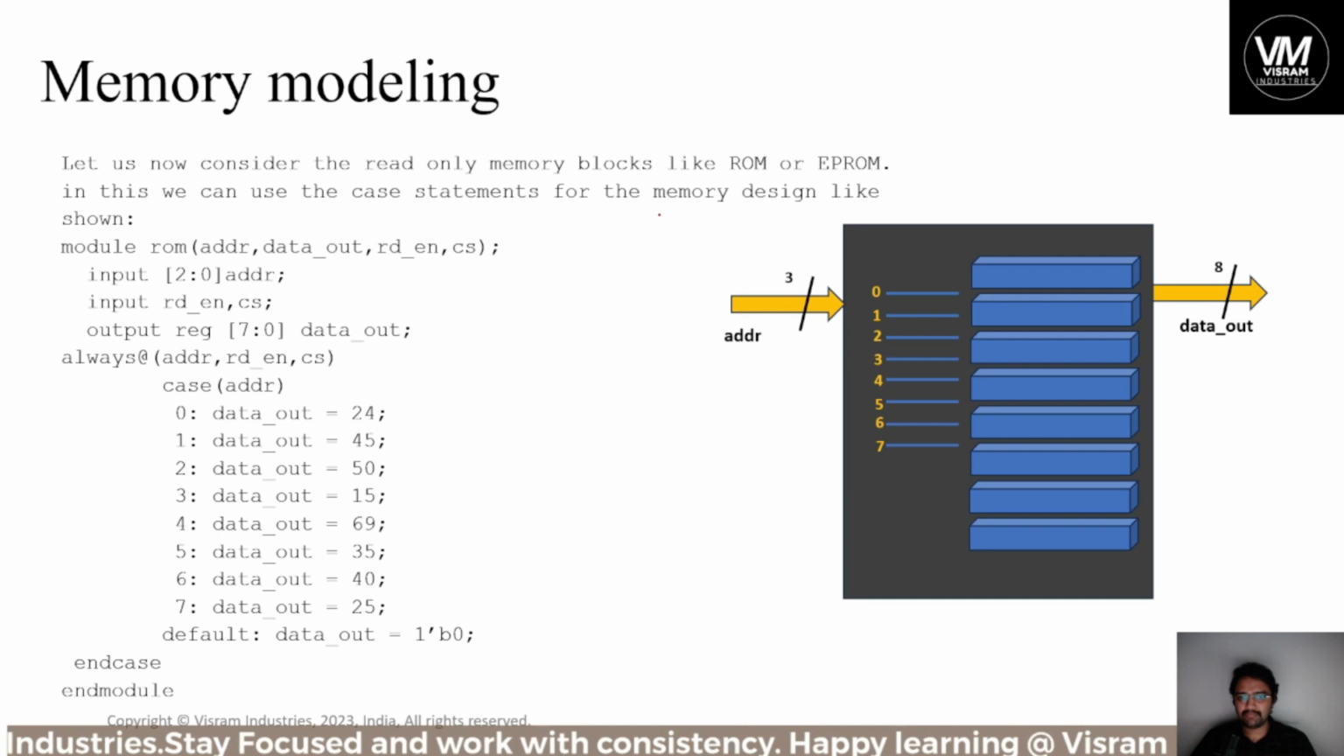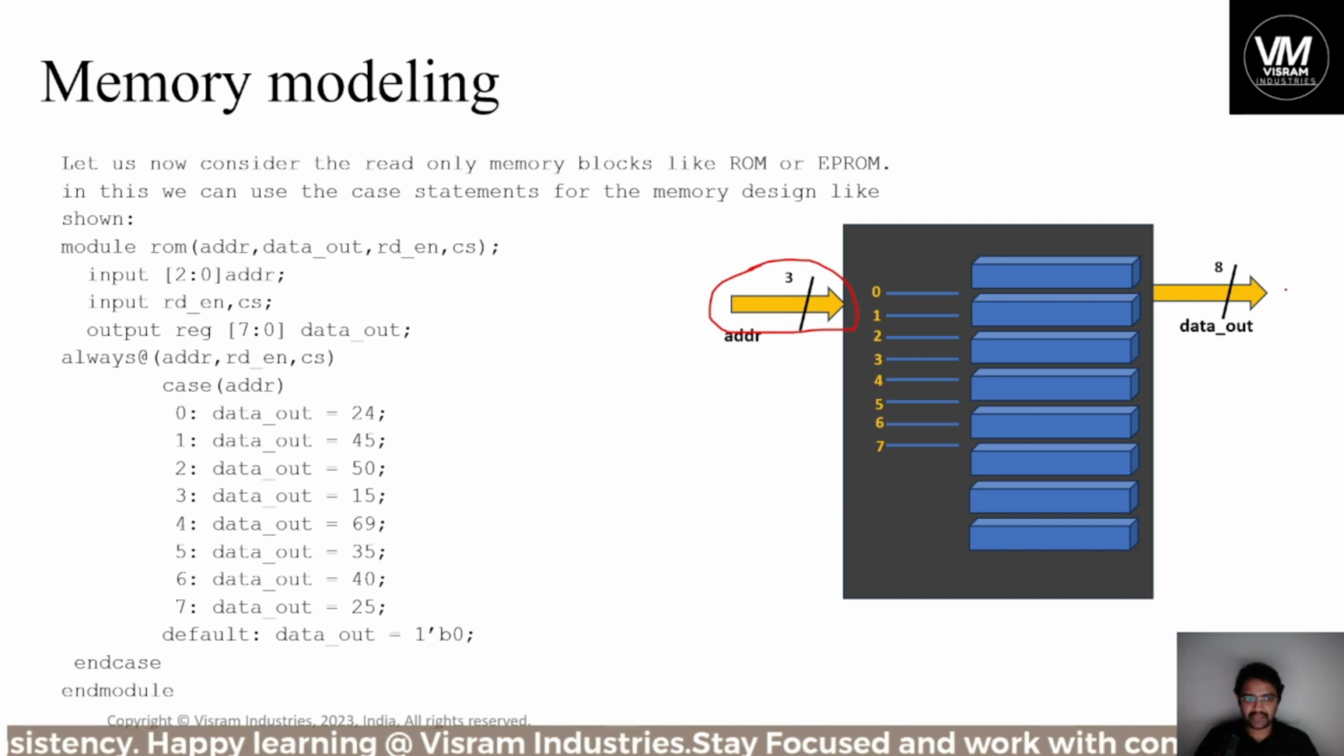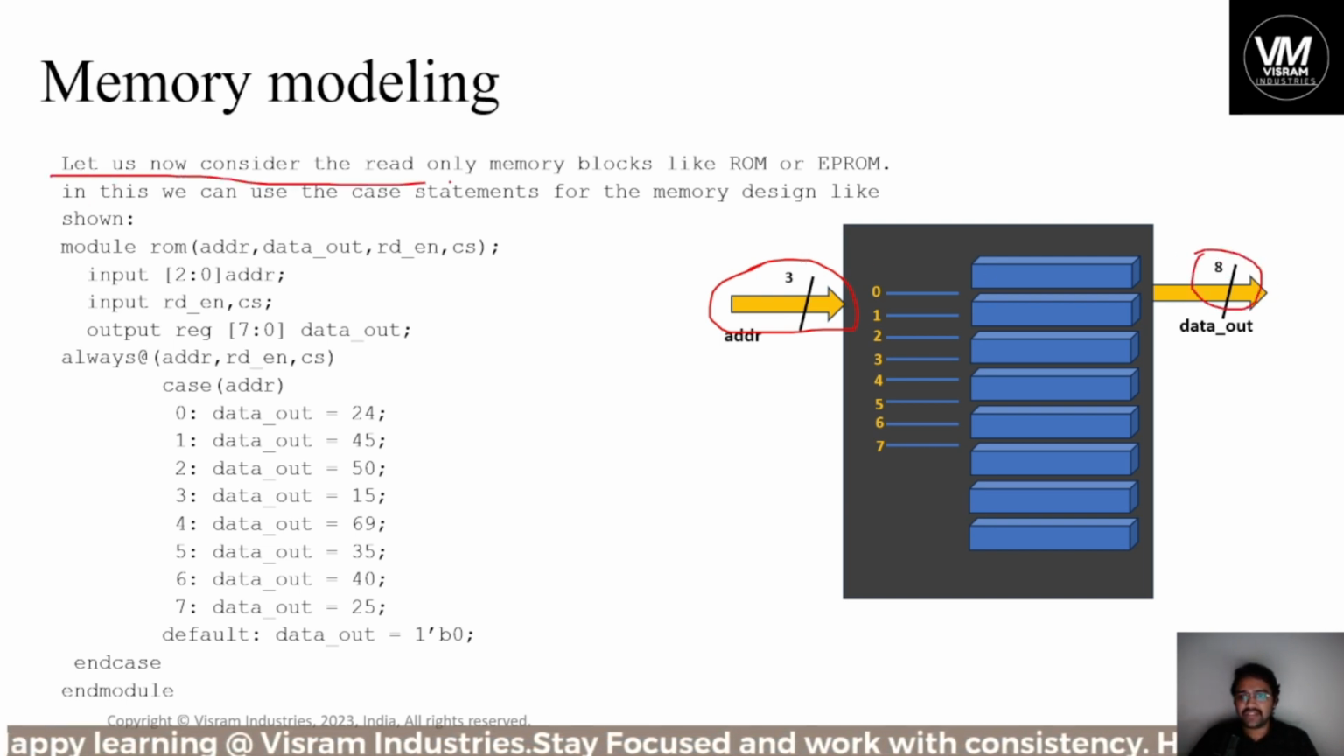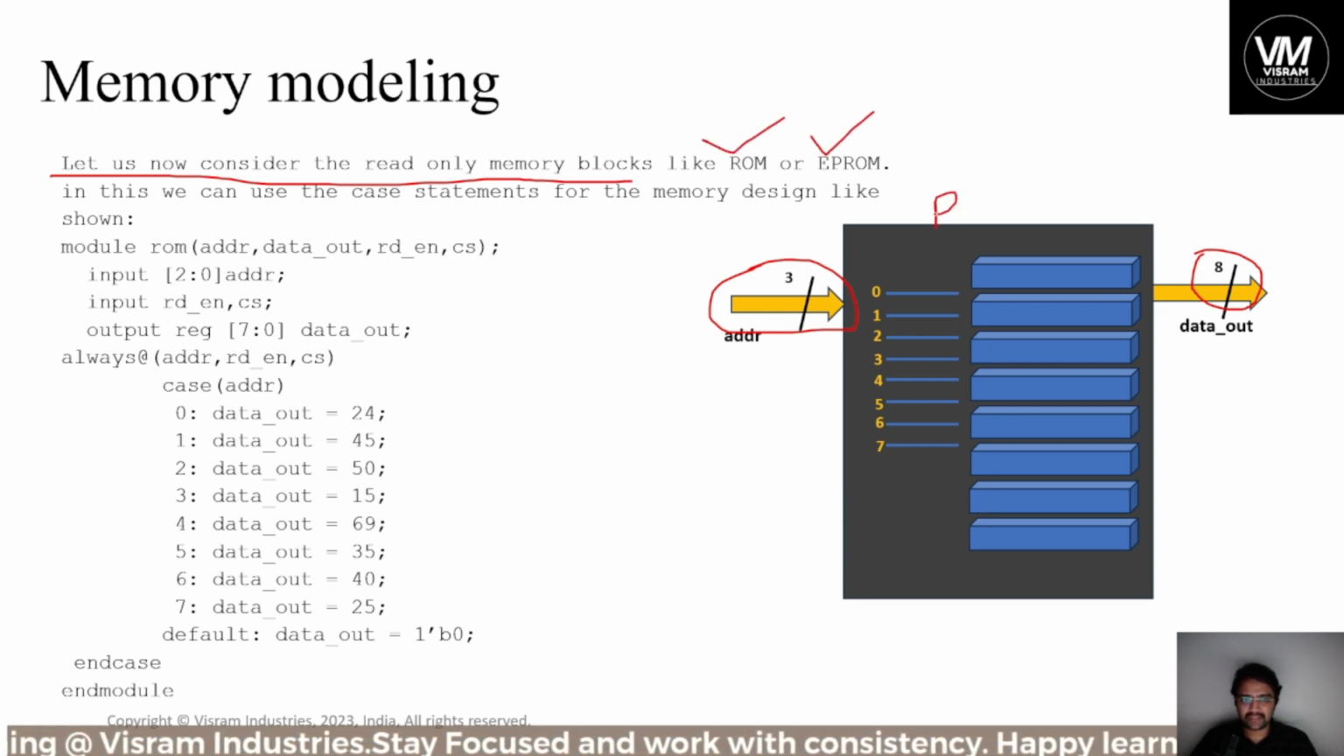Let us go to the memory. I would like to jog your memory with implementation. Let us consider a memory of 8 locations, with a data address of 3 bits and data out as 8 bits. Let us now consider the read-only memory block like ROM or EEPROM. A basic example of ROM and EEPROM.